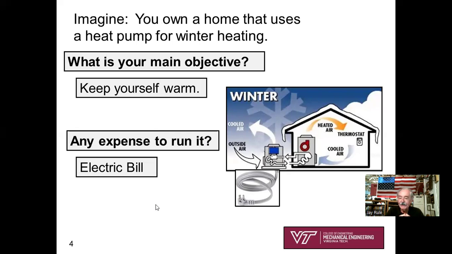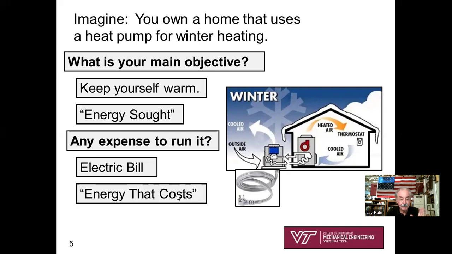Any expense to run it? Yeah, it's the electric bill. And so you know what's coming: the energy sought and the energy that costs. The energy sought is the main objective. It's Q dot H, that heat added to the house. And what's the energy that costs? It's the power it takes to run the compressor of the heat pump. That's the energy that costs, the electricity power cost. Okay, got it.